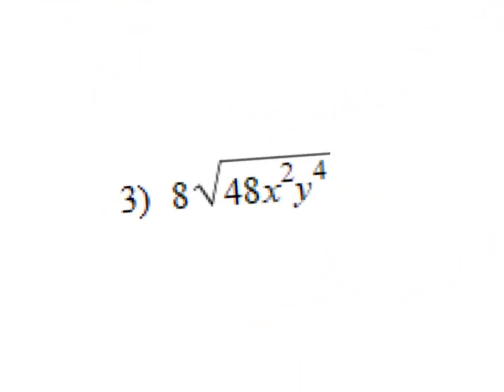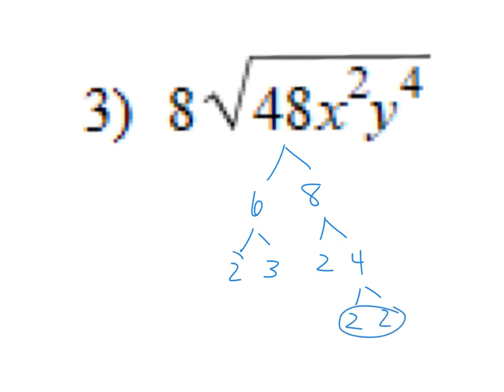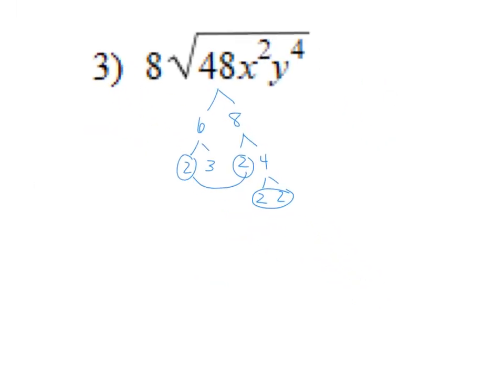Okay, number 3. We're going to break down, so like 6 and 8. This will go to 2 and 3. This will go to 2 and 4. And that 4 will break into 2 and 2. So I've got a pair of 2's here and a pair of 2's here. So 2 times 2 is 4, times 8 would be 32. Now this guy right here is left over, so I have a 3 left over on the inside.